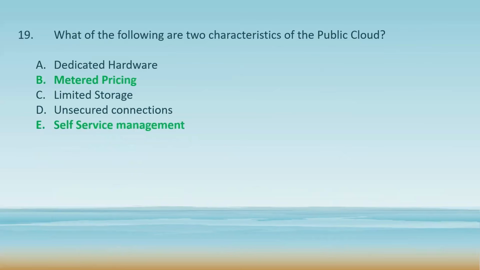The correct answer is option B and option E, metered pricing and self-service management. With public clouds, you pay for what you use, in turn providing you metered pricing, also called the pay-as-you-go model. Public clouds are self-managed services where you can use the portal to add, change, or remove resources based on your requirements.